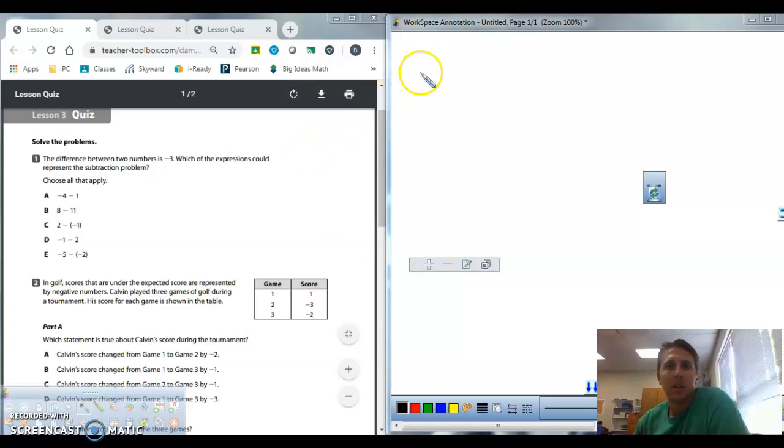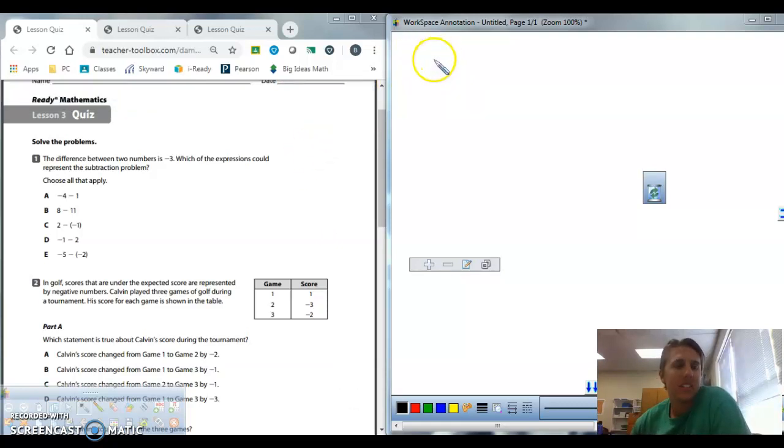Okay, this first one, number 1 here. It says the difference between two numbers is -3. Which of the expressions could represent the subtraction problem? Okay? So, you have to choose all that apply in this one. You pretty much have to work them all out and see which ones make sense for this. So it's saying the difference in two numbers. So you could have a number here minus another number, because difference means subtraction, remember. And a number minus another number is going to get you -3 in this case. Alright, we want to see which ones that'll work for.